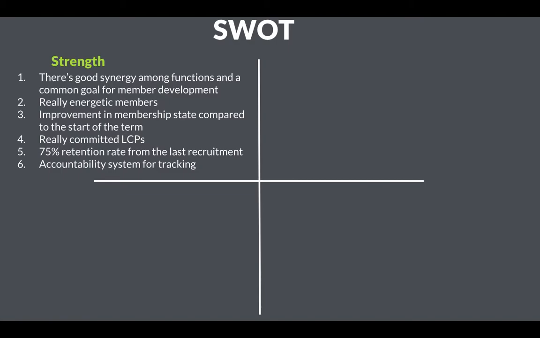Our strength is also that we have really committed LCPs. The new set of LCPs we have for 1920 across all our entities are really committed and driven to make things happen in their term. And we have a 75% retention rate from the last recruitment. We reviewed the retention rate for the first 6 months, and we have 75%. Another strength is we have an accountability system that makes it easy for us to track from the MC side the things that are happening in the LCs, so that we can understand the realities of each LC and give the support that is needed for every single LC and every single member.